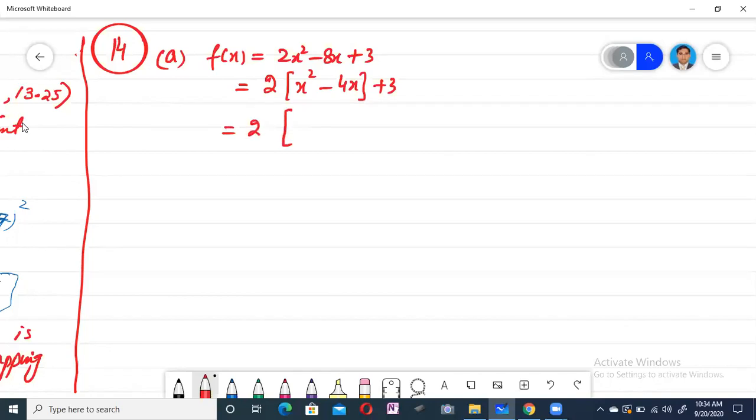Inside the bracket, we will make the perfect square. And here will be a square minus 2 into a is x. B we will take 2 because here is 4x. 2 2s are 4. Okay, B is 2, then 2 square is 4. This plus 3 as it is.